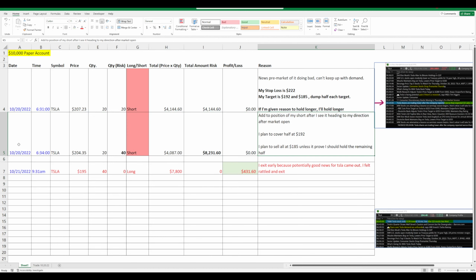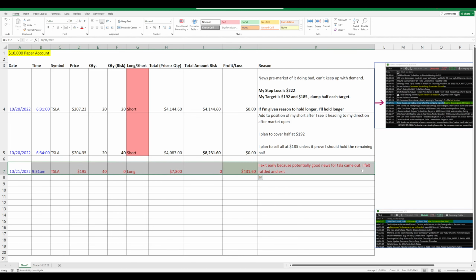Alright, so right here, the second one is like, hey, add to position in my short. Hey, I added like 3 minutes later. I plan to take profit at 192. I plan to take profit, sell it all at 185. But the next day came and breaking news broke out, maybe. I don't know if this is true or not. This is hypothetical right here, okay, guys? But if it did, then yeah, that's why I exit early and just locked in this much profit instead of my original plan. Alright, this is just an idea on how to create a template to paper trade.